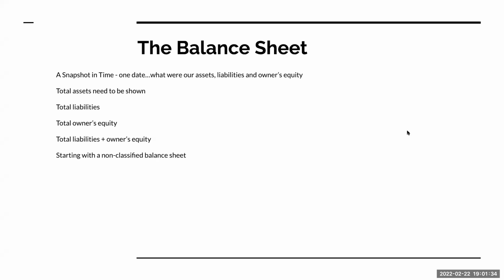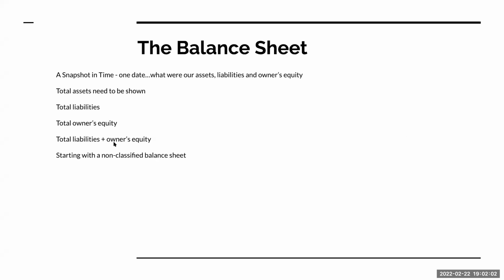So the balance sheet is a snapshot in time. I'm looking at one date: what were our assets, liabilities, and owner's equity. It can be December 31st. Sometimes it might be June 30th. It depends on the type of company. But what I have to show is that my equation holds: my total assets are equal to my total liabilities plus total owner's equity. And then over here, we're going to do our total liabilities plus owner's equity.